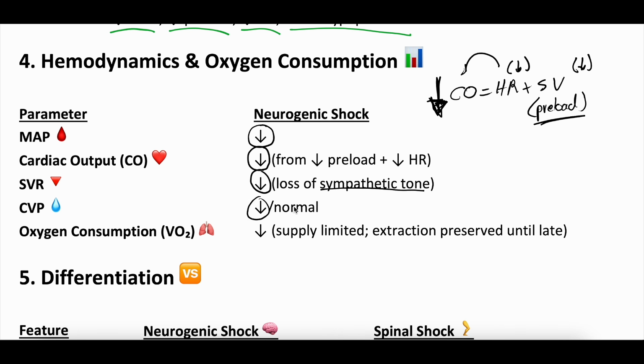Most likely going to be low because, again, we said you get venous pooling. So you get less venous return to the right side of the heart. So that CVP is most likely going to be low. It might be normal. It can be normal. So don't let that throw you off, but it's often low. And then oxygen consumption is a little more complex. We're probably not going to cover it in this episode, but we will in a future episode.